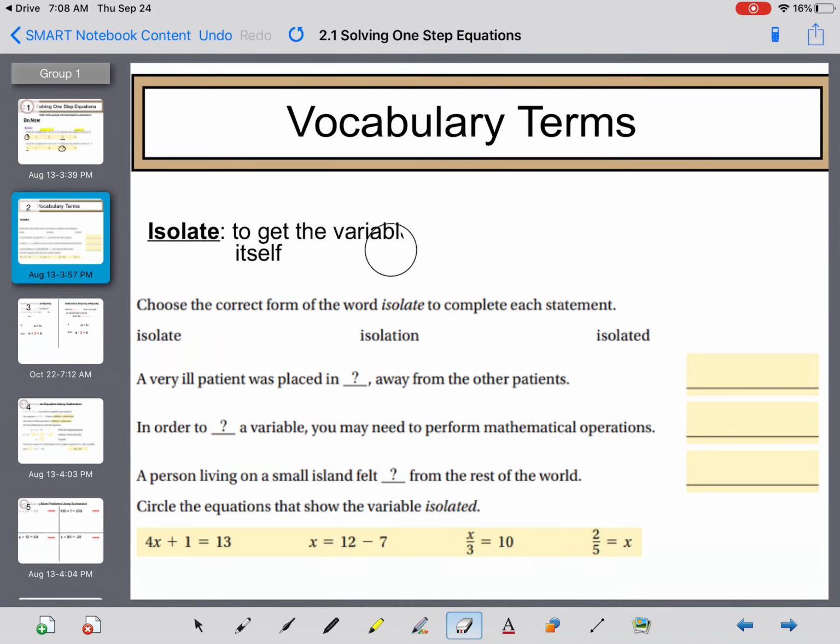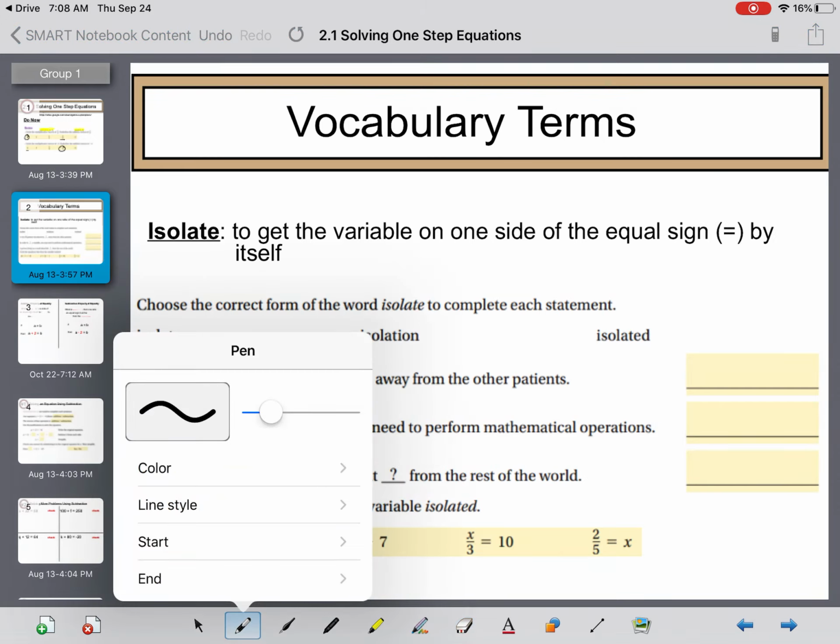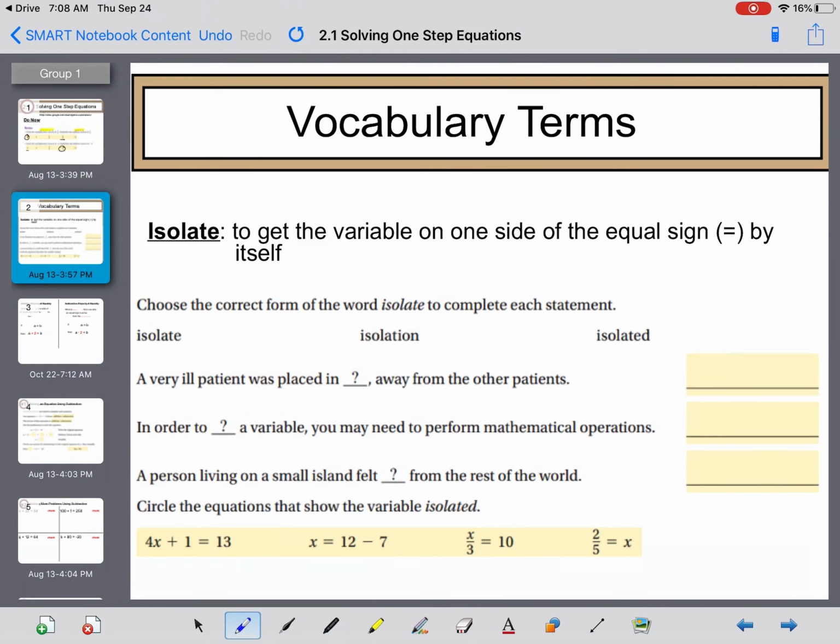Vocab, to isolate. We're going to be doing this a lot the next few days. To get the variable on one side of the equal sign by itself. And what does that mean? It's going to look like this. X equals something, okay? The variable is isolated, it's by itself. A equals.